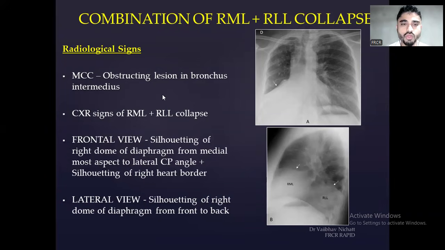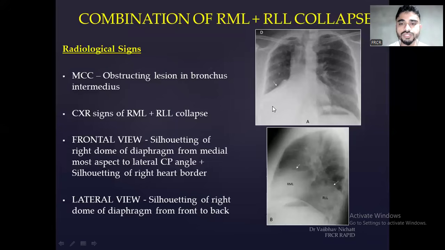Because of the obstruction of the bronchus intermedius, you will see complete collapse of the right middle lobe as well as the right lower lobe. Here, I say there is a collapse of the right middle lobe and right lower lobe because there is silhouetting of the right heart border and of the right dome of diaphragm. You are not able to appreciate the right heart border because of the right middle lobe collapse, and the right dome of diaphragm is not appreciated because of the right lower lobe collapse.